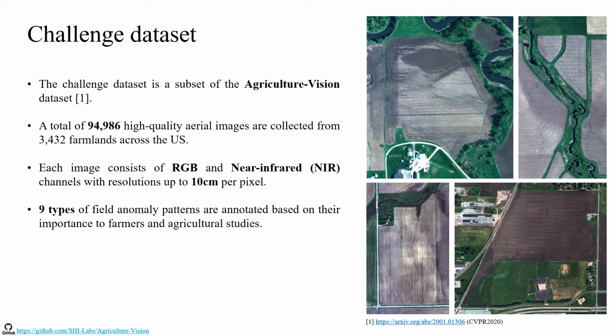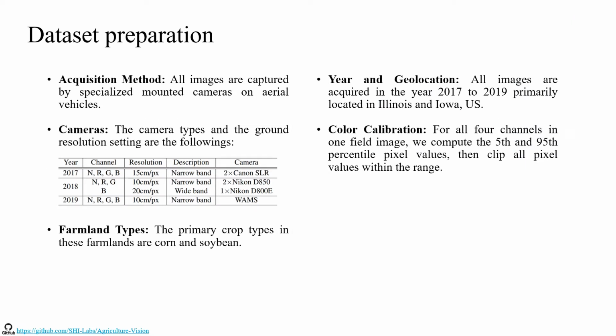The dataset we provided in this prize challenge is a subset of the original agriculture vision dataset introduced in our main CVPR paper. In the original dataset, we collected more than 90,000 high-quality aerial images from around 3,500 farmlands across the US. And each of these images has the regular 3 RGB channels, as well as a near-infrared channel with up to 10 centimeters per pixel resolution. We also provide 9 types of anomaly patterns in the original dataset based on their importance to farmers, as well as to agricultural studies.